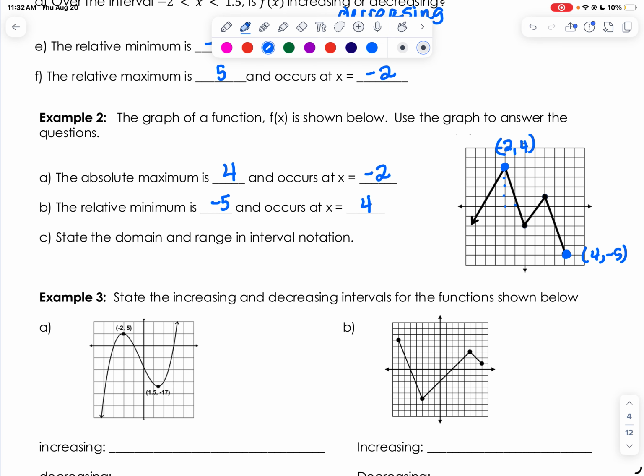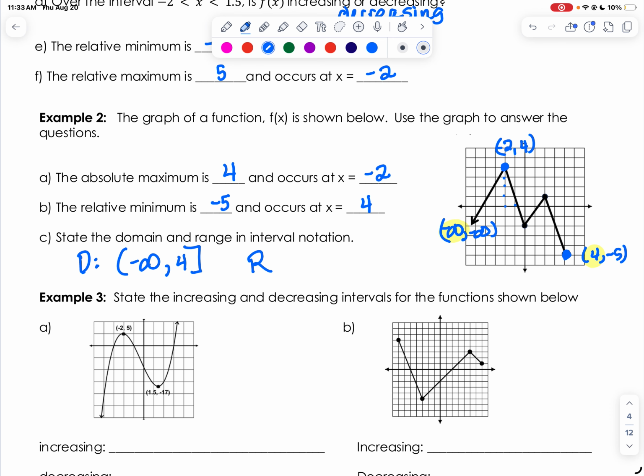State the domain and range in interval notation. All right, so for my domain, my leftmost point is negative infinity over here. My rightmost point is (4, -5). So I'm looking at my x values. I'm going from negative infinity to positive 4. So the domain is negative infinity to 4, and 4 is filled in, so I'll use a bracket there.